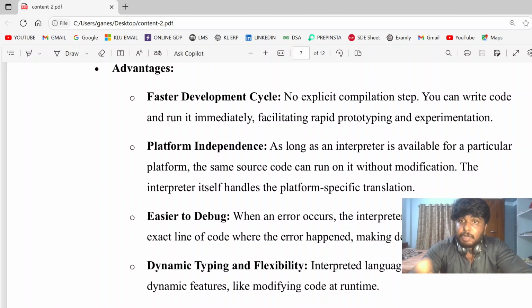So no explicit compilation step, and it is easier to debug, because if you get an error, every line shows that there is an error. When an error occurs, the interpreter can often pinpoint the exact line of the code. Dynamic typing and flexibility.